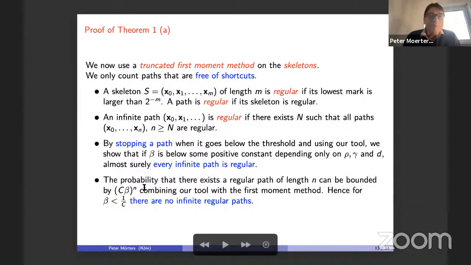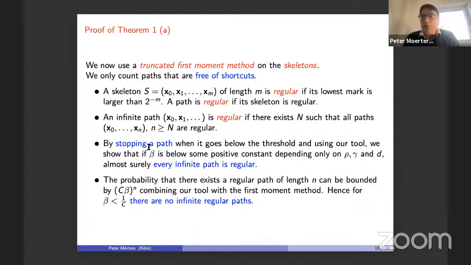by a constant times beta to the n. That was the original plan. Now we do it on the skeleton rather than the original path. And if beta is less than 1 over c, there are no infinite regular paths, and every infinite path is regular. So there are no infinite paths, and therefore for sufficiently small beta, you're in the subcritical regime.